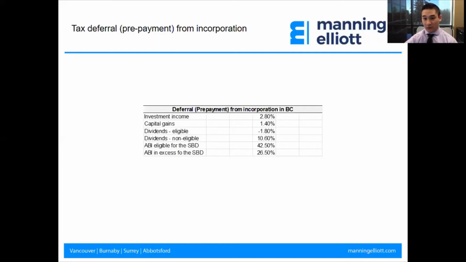Active business income earned at the small business rate, that's where the largest tax deferral opportunity exists. And then active business income in excess of the small business rate, while a large benefit, is not quite as large as having access to the small business rate.